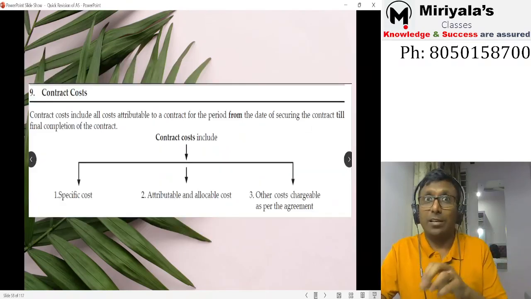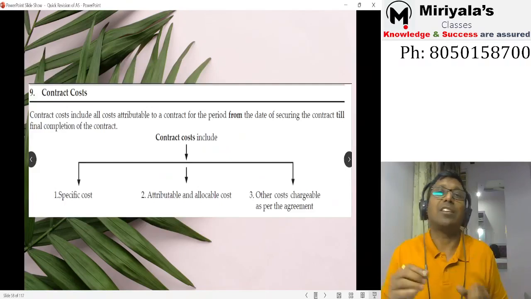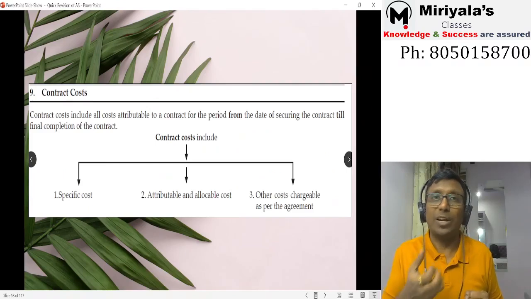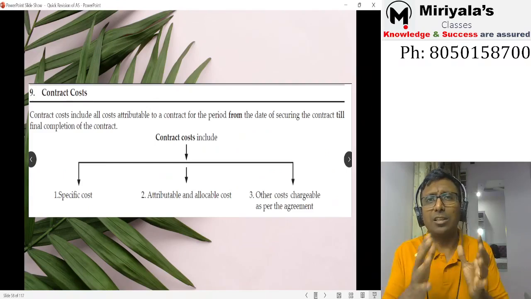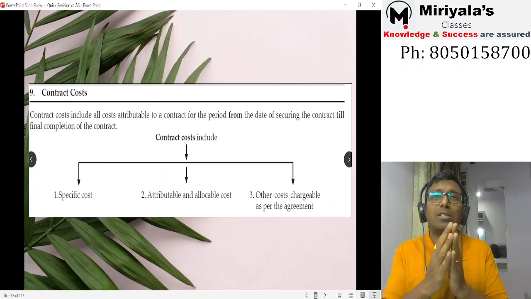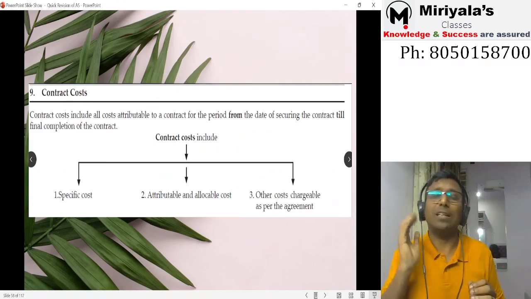Right. So again, the contract cost method, which we said, what is the cost method? Total contract cost incurred till date divided by the total cost for 100% of completion, into 100, I said. So what do you mean by contract cost? Contract cost is nothing but cost directly attributable to the contract. This contract cost is divided into 3 parts: one is specific cost, attributable cost, and other costs.